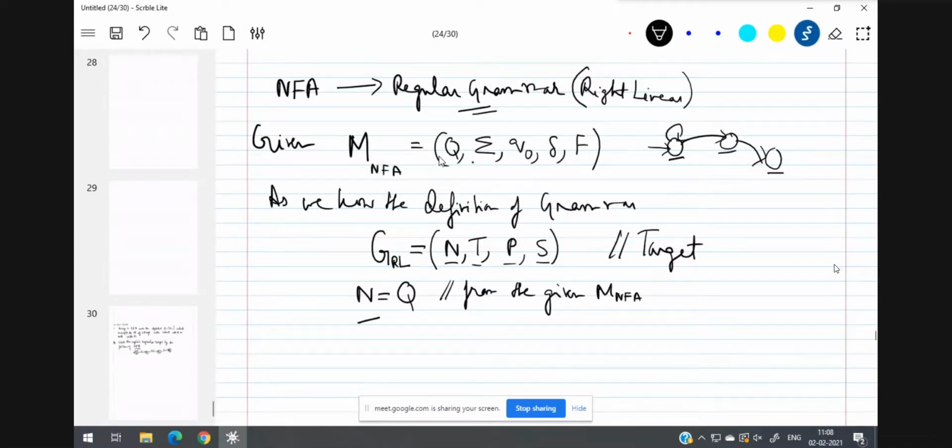And then the next one is terminals. For terminals, in my case I might be considering 0, 1, like that. Whatever these values are, I'll be considering them as terminals for this regular grammar. These values are indicated by sigma. So let me consider T is equal to sigma. This is also from the given machine, the NFA.